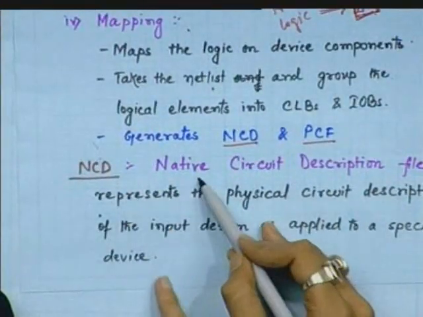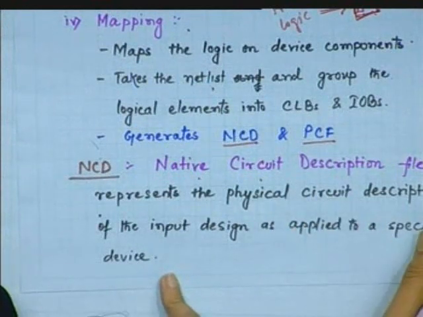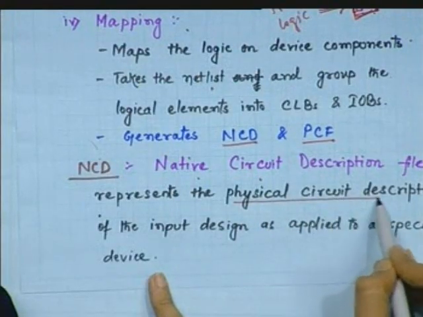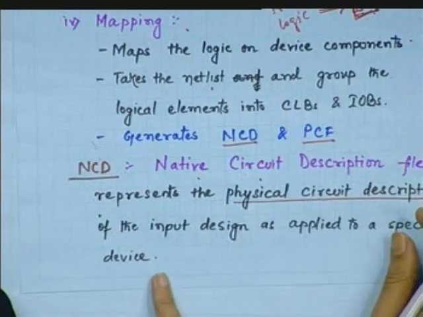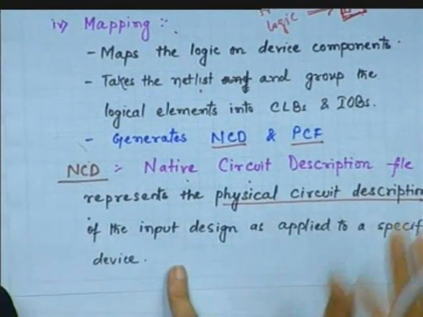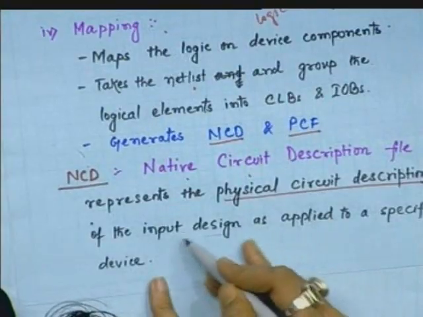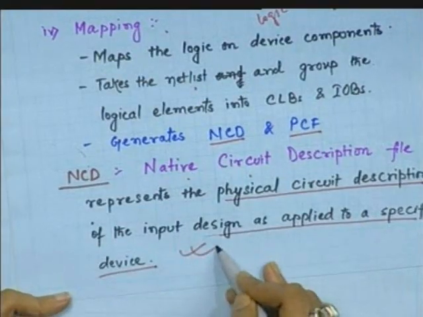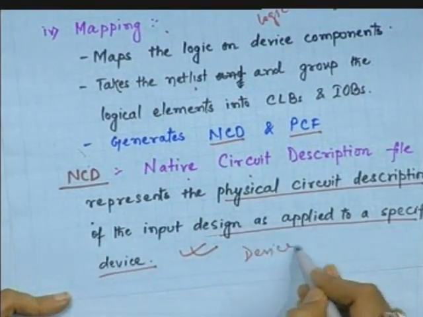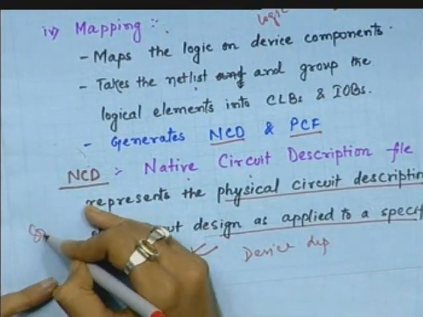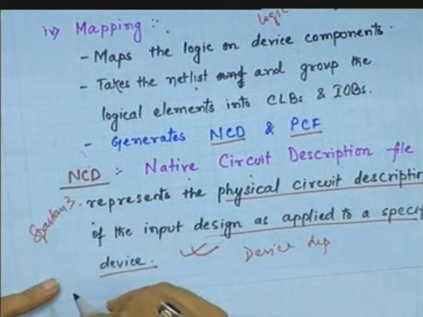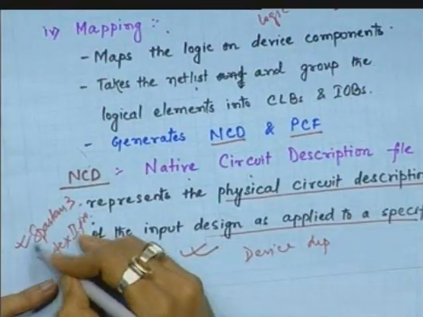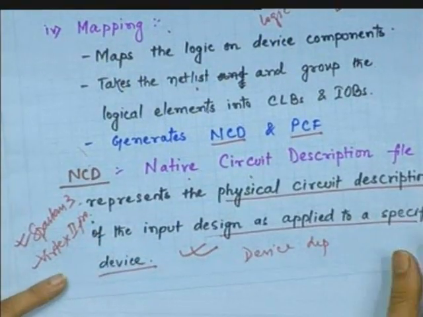What is NCD? Native circuit description file. Now what does this NCD file contain? It contains the physical circuit descriptions, meaning the interconnection between the CLBs, which CLBs are used, which IOBs are used, a description of the input design as applied to a specific device. Now this mapping is device dependent. If you are using Spartan 3, mapping will take place in a different way. If you are using Virtex 2 Pro, then mapping will take place in a different way.